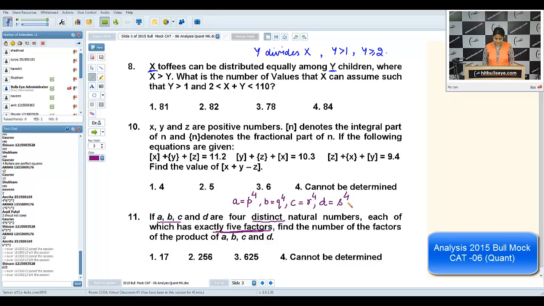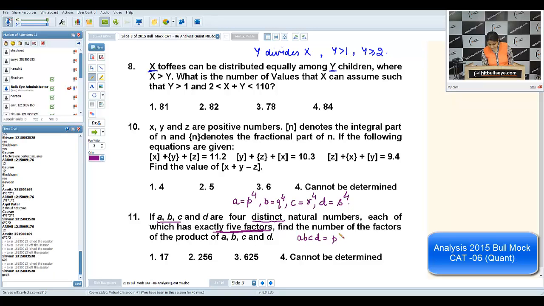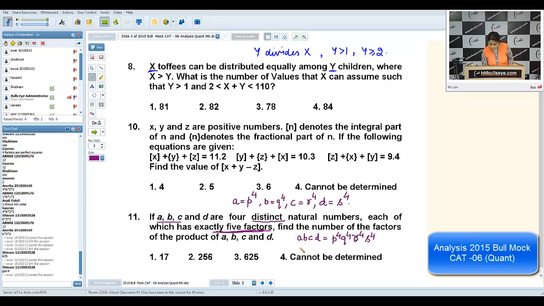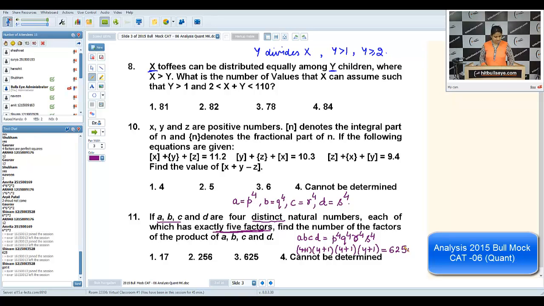Shivam, absolutely 625. Now, it says find the number of factors of the product of ABCD. Since all the primes are distinct, what will be the product? It will be P raised to power 4, Q raised to power 4, R raised to power 4 and S raised to power 4. Now you can apply the number of factors formula. It will be 4 plus 1, 4 plus 1, 4 plus 1, 4 plus 1. That's why what will be the answer in that case? 625. That is the answer for this question. Is it okay, all of you?